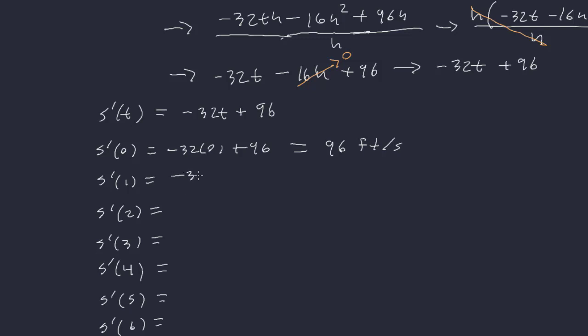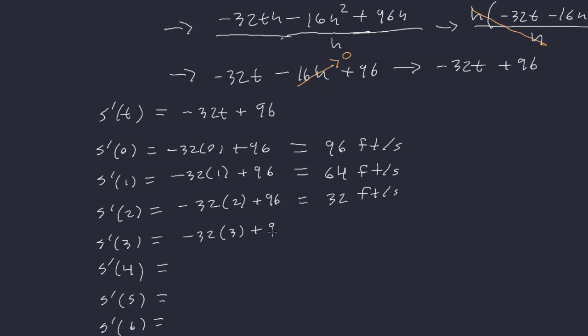Okay, s prime of 1, well, that would be negative 32 times 1 plus 96. So that's going to be, what, 64? Oh, that's what we found earlier. When t is equal to 2, we get negative 32 times 2 plus 96, so that's going to be 32 feet per second. And then at s prime of 3, we're going to get negative 32 times 3 plus 96. That's negative 96 plus 96, so that's 0 feet per second.